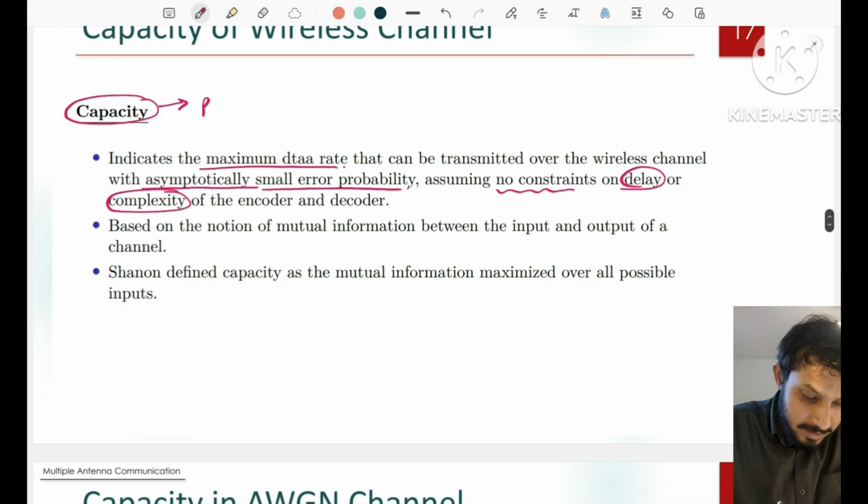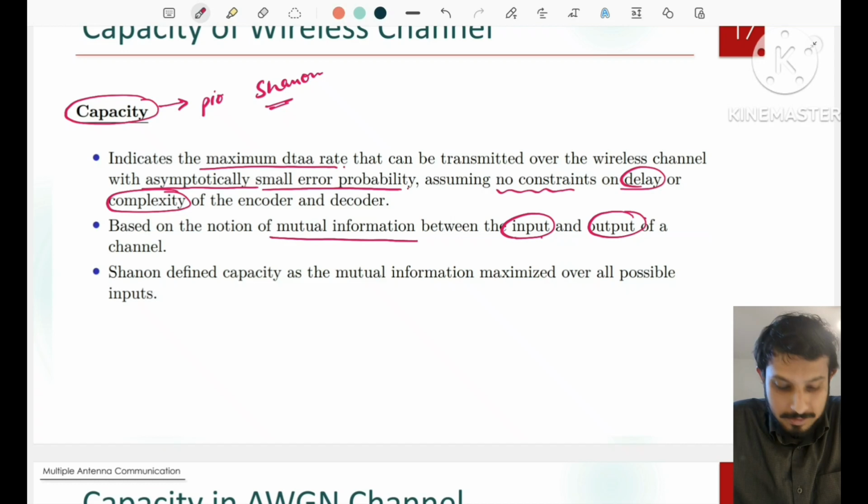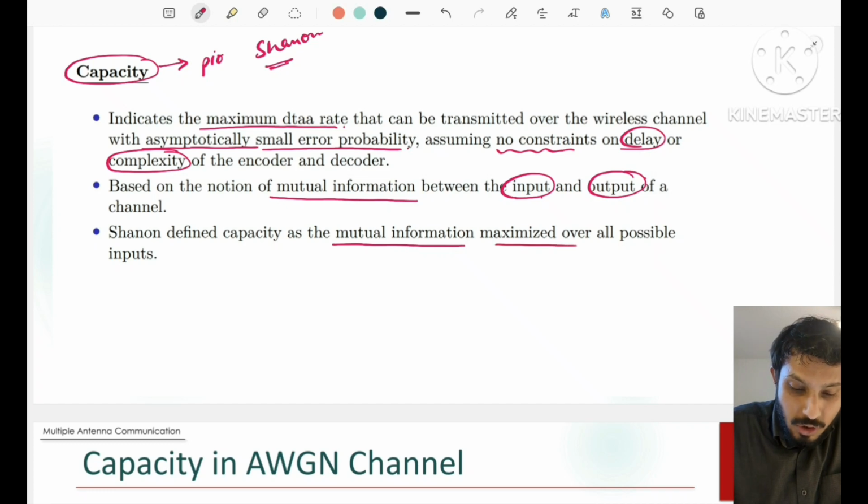And this is pioneered by Shannon, and this is based on the notion of mutual information between the input and output of the channel. And Shannon defined capacity as the mutual information maximized over all possible inputs.